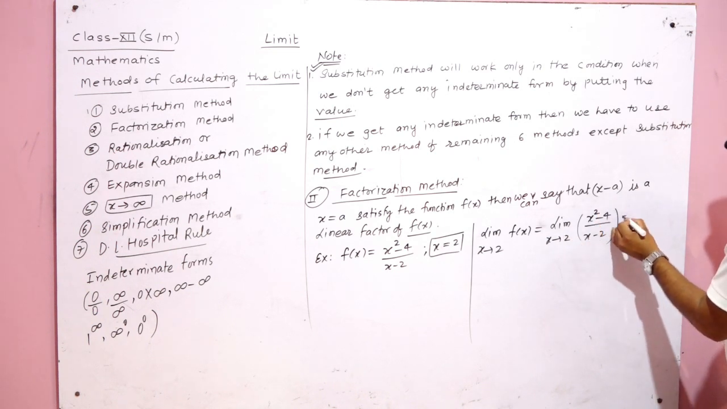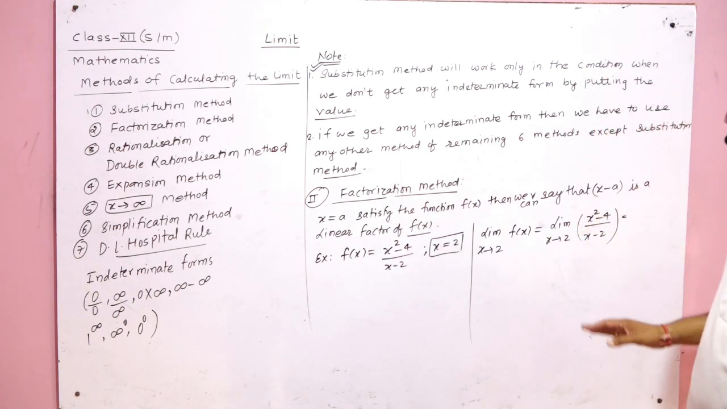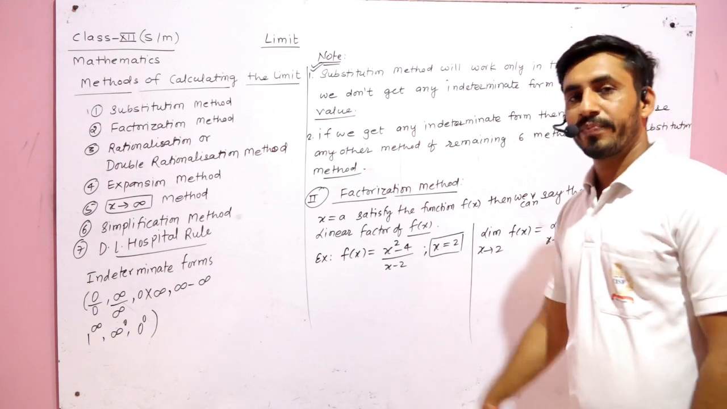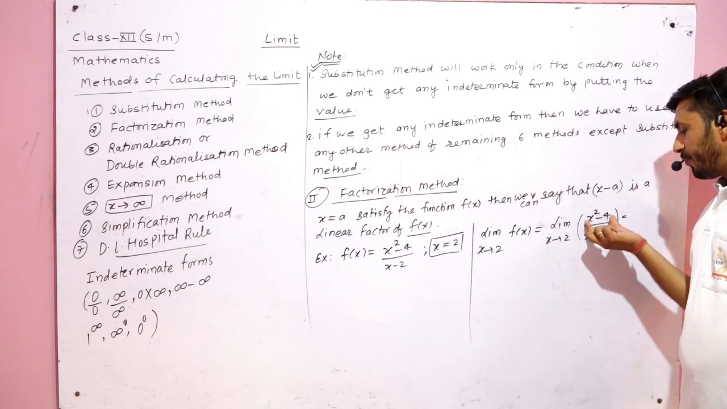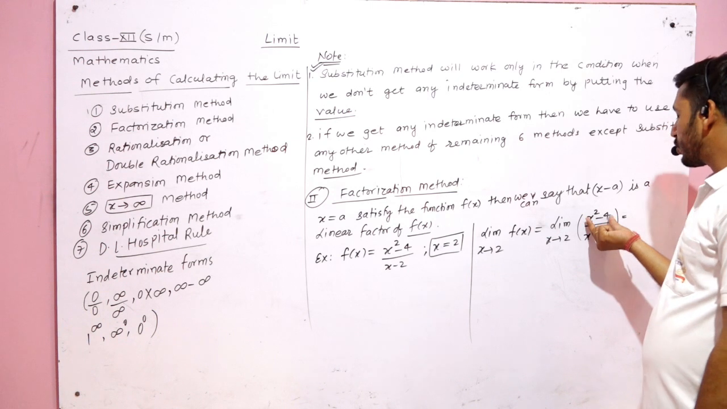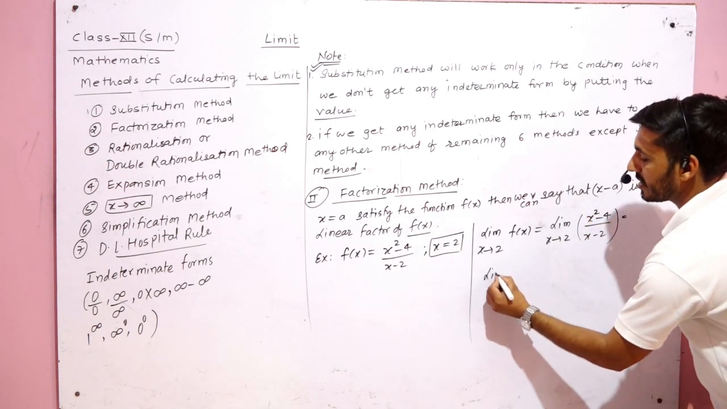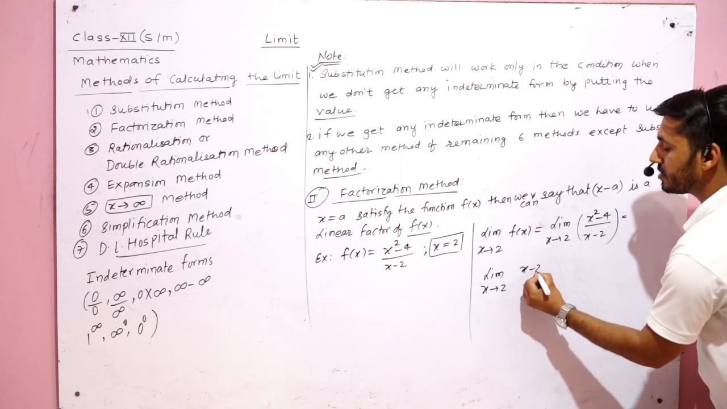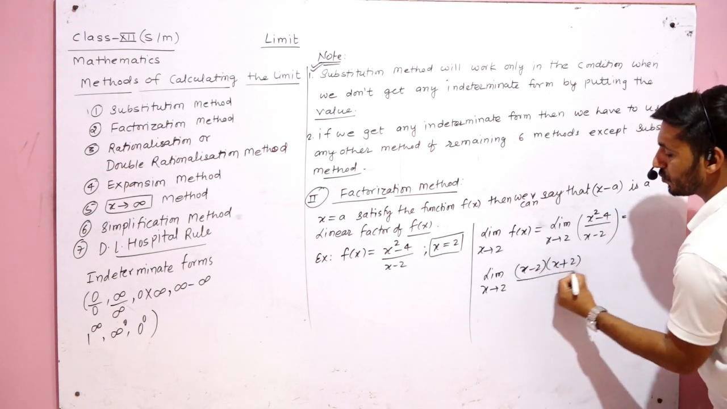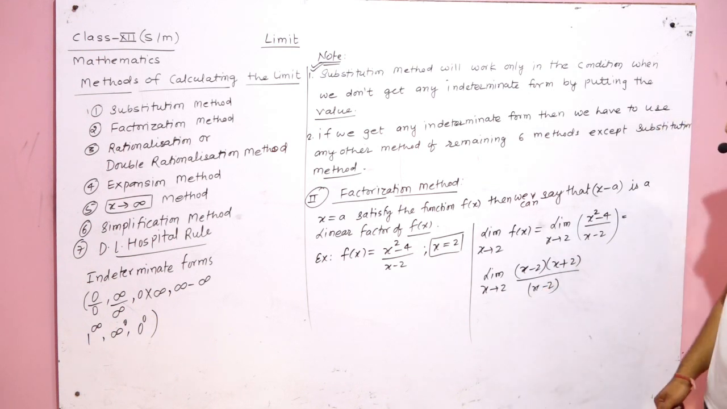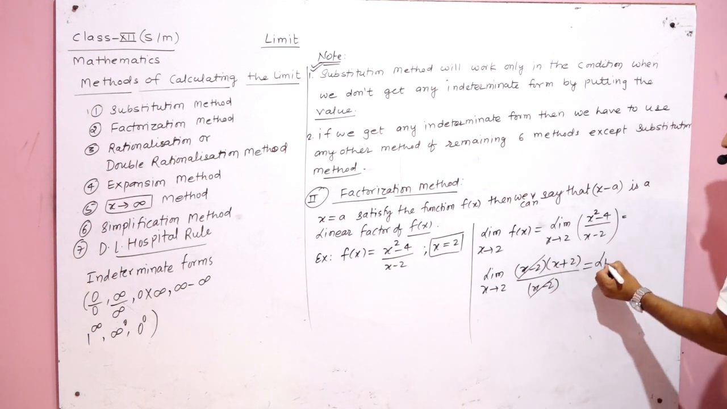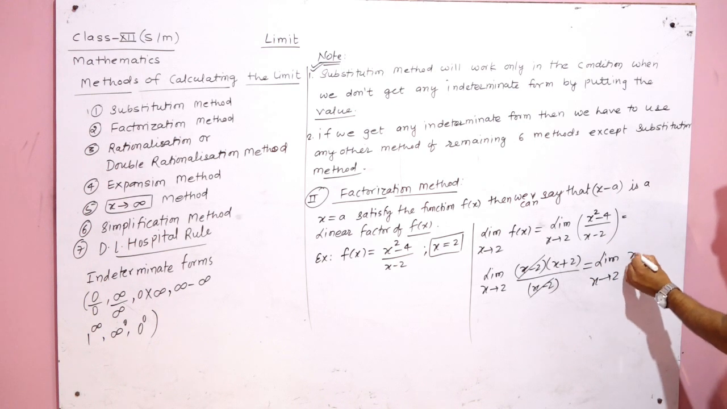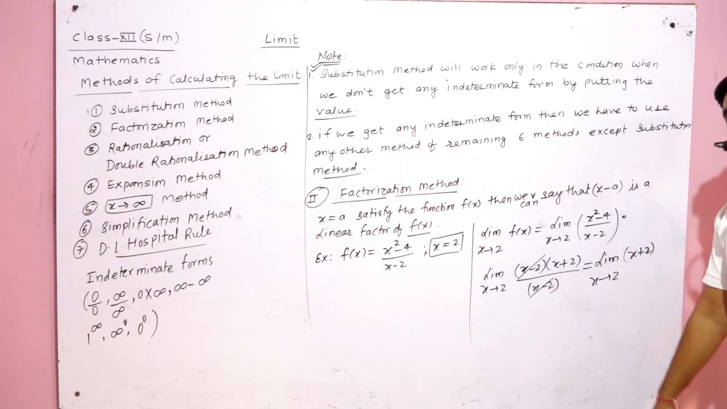minus 2). Here the part which is making this function indeterminate form is x minus 2, and we can make linear factors of x square minus 4. What is the linear factor of x square minus 4? It is (x minus 2) into (x plus 2) upon (x minus 2). From here we can observe that the part which is making it indeterminate form is cancelled. That's why the function is solved as limit x tends to 2 of x plus 2.